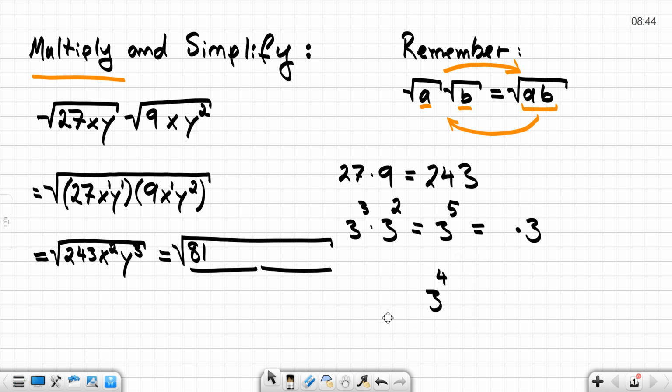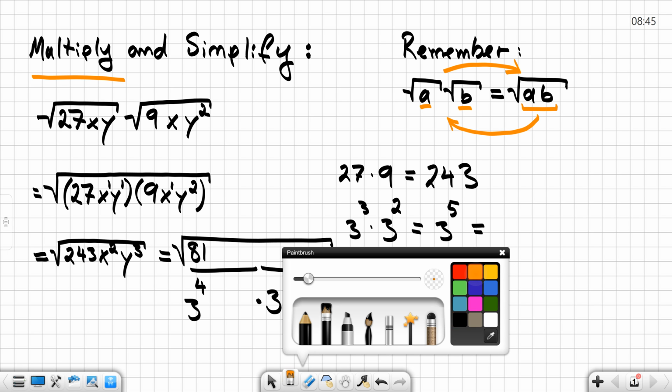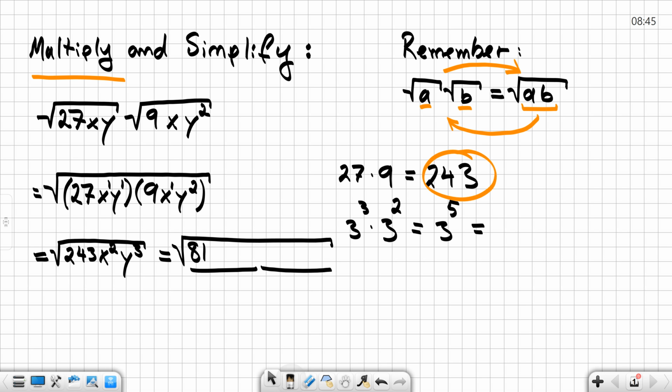All right. So 81 times 3. 81 will be the perfect square. Now I look at the variable x. x squared is already a perfect square. That comes to the first part. These parts right here will be the perfect squares, and this part right here is going to be the rest, or the leftover, if you want to think about it this way.